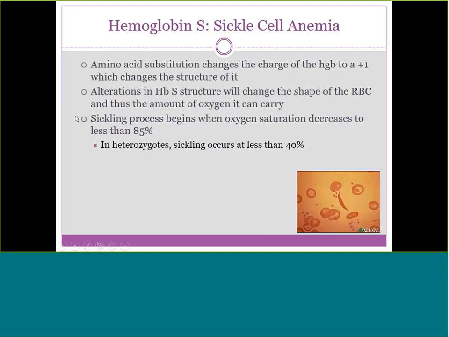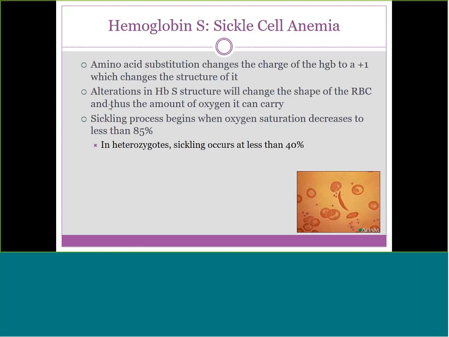All right, so when we see that amino acid substitution take place, like I said before, it changes the charge of the hemoglobin. So in this case, it will turn the hemoglobin to a +1 charge. So that will change the structure of that hemoglobin molecule. As a result, it will affect the amount of oxygen it can carry. So you're probably thinking, well, where do the sickle cells come in? And this is how it occurs. And it all is from that hemoglobin amino acid sequence change.